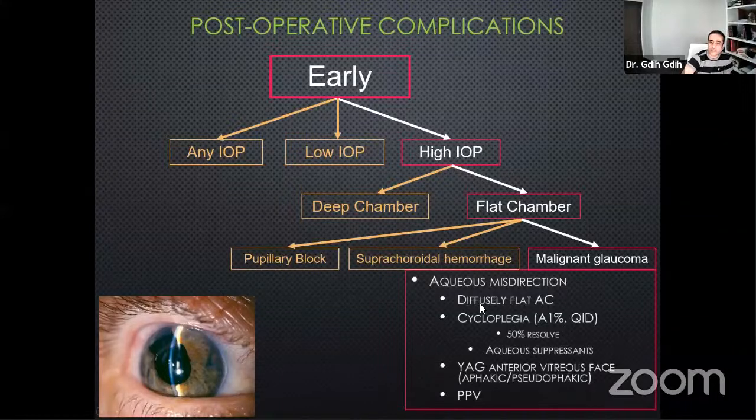AC. So, diffusely flat AC, use cycloplegia, because 50% of the time you can resolve it just with cycloplegia and aqueous suppressants. YAG anterior vitreous face disruption, or hyaloidectomy, can also be used, but the success rate varies, because you can break that interface and get that pocket of fluid out. But the definitive treatment is pars plana vitrectomy.